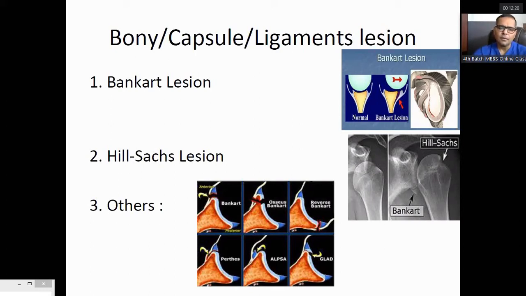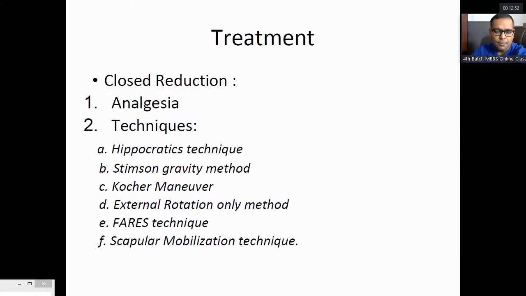There are so many other lesions that have been described in the literature. Like I said, Bankart, bony Bankart, reverse Bankart. In posterior dislocation, we see reverse Bankart. Perthes type of lesion is when there is avulsion in the anterior part. ALPSA, GLAD, and we call another type HAGL, humeral avulsion of the glenohumeral ligament, and these are of arthroscopic interest in recent days.